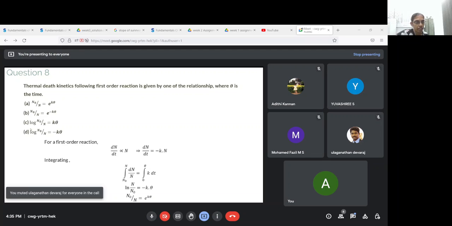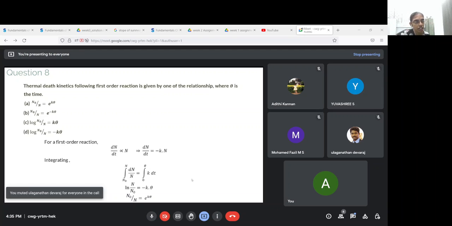The reason why we are not talking about log here is because it's a natural logarithm that we are taking. We need to be very careful as to what you are taking, if it is log or ln. The correct one is actually ln only. You cannot put 2.303 log n by n naught, take 2.303 here and put that as a constant. This constant is different from a normal integration constant.